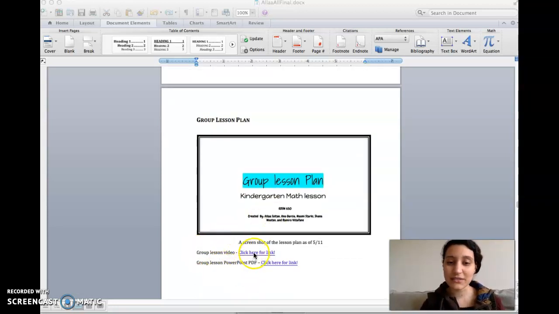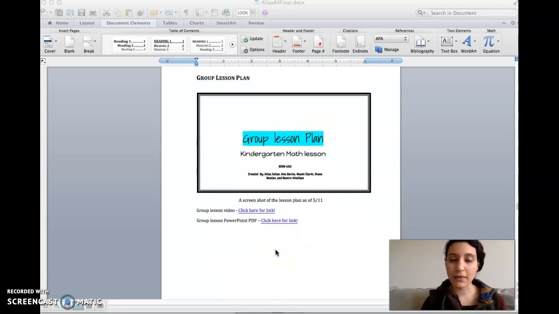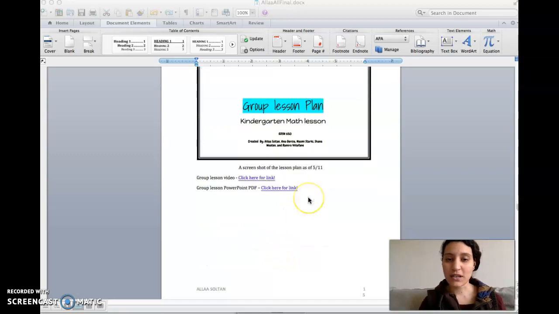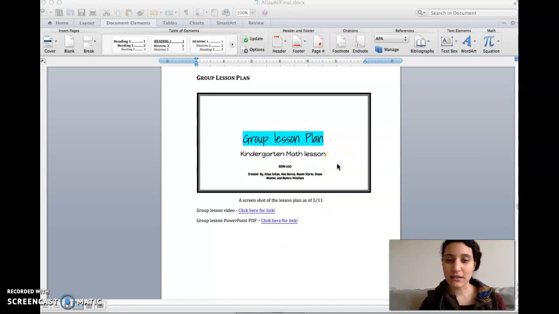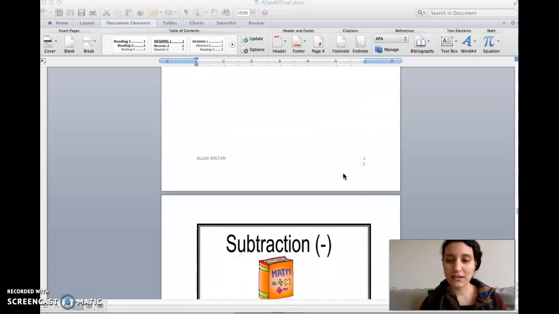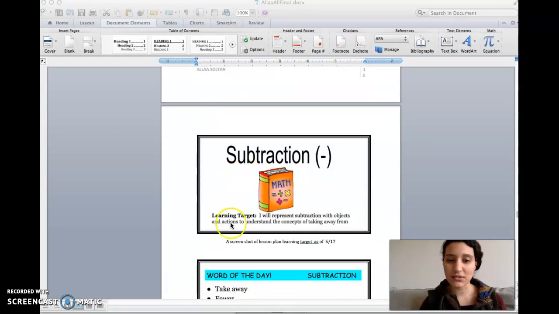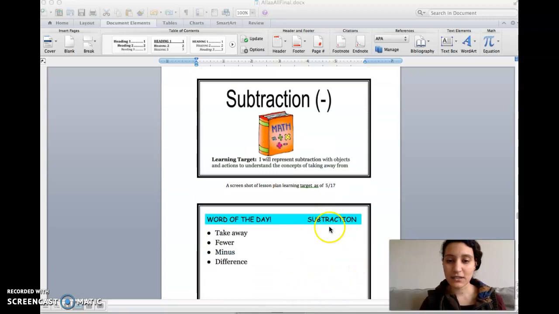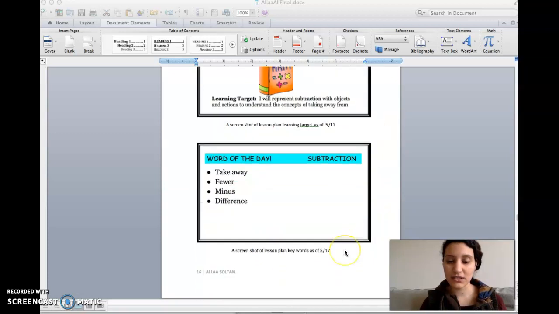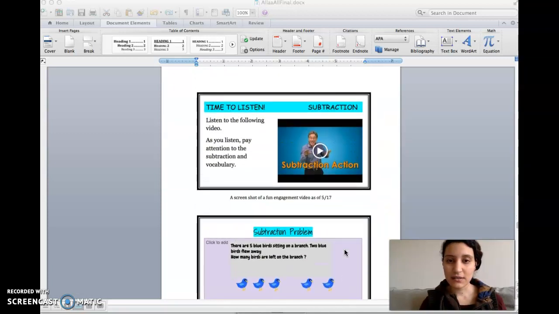These are links to the actual PDF files and to the videos. So my group worked on a kindergarten math lesson, me and my group, and we did a subtraction lesson. So here's the learning target. Here are the keywords. So this is all part of the introduction. This is the video of a hook engaging the students.